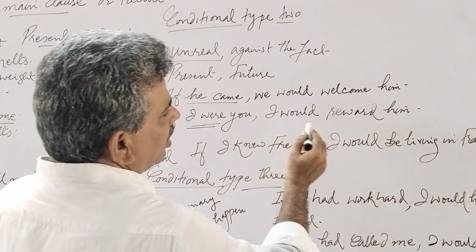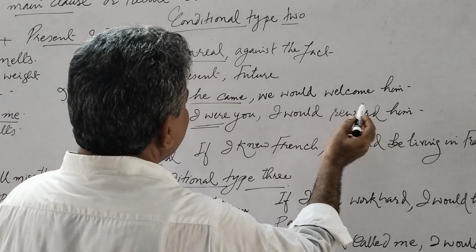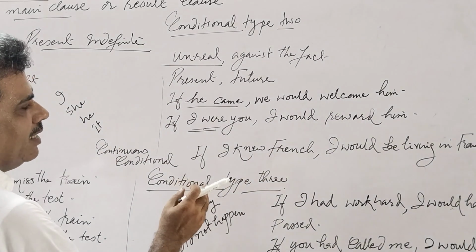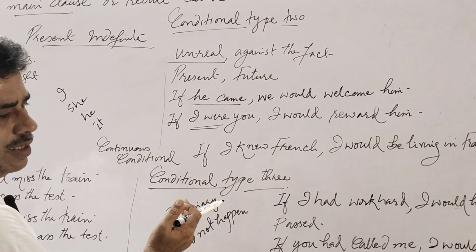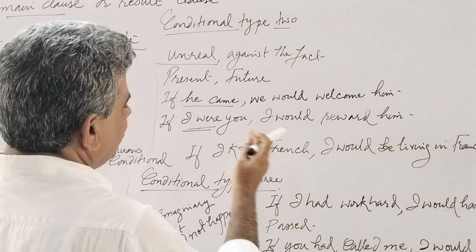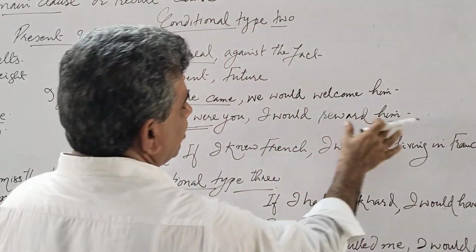If I were you, I would reward him. It means that it is against effect that I am not in place of you. You are doing this job, but if I were you, I would reward him.